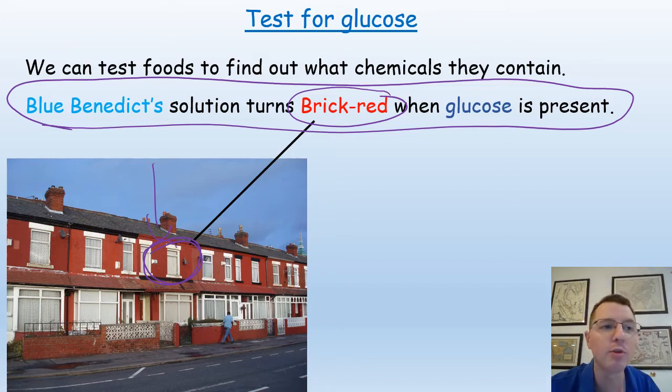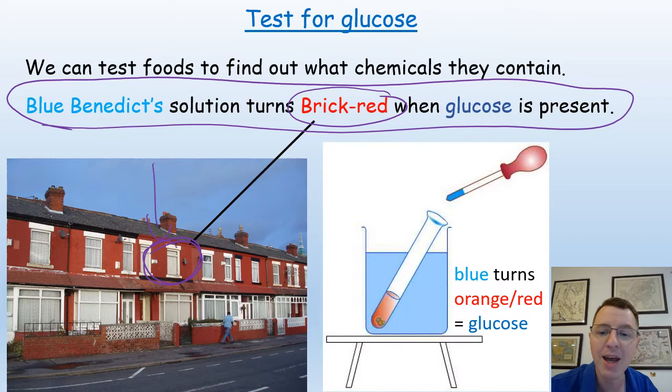One of the things you may have noticed if you've done this experiment in school is actually we sometimes have foods which only have a small amount of glucose in. So you will often get the blue Benedict's turning first green and then into the red colour when we have a large amount of glucose present.